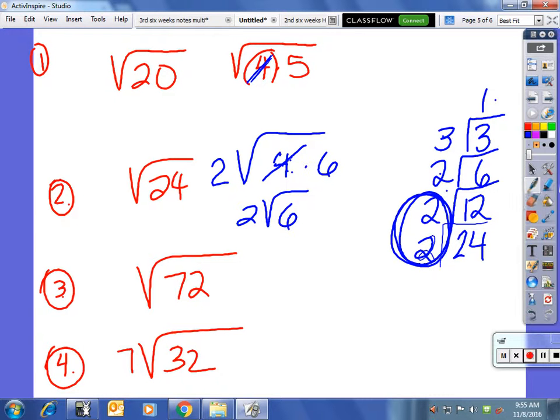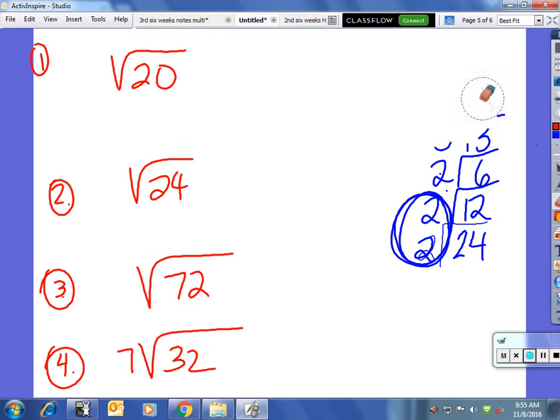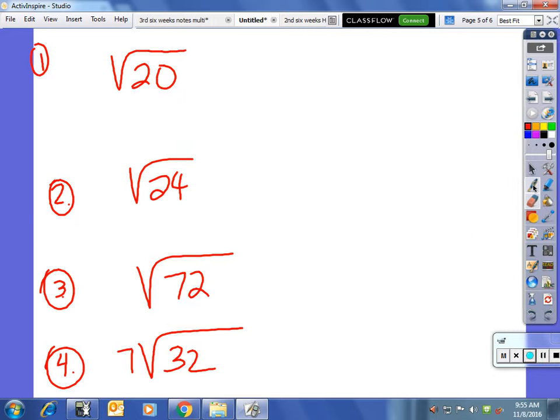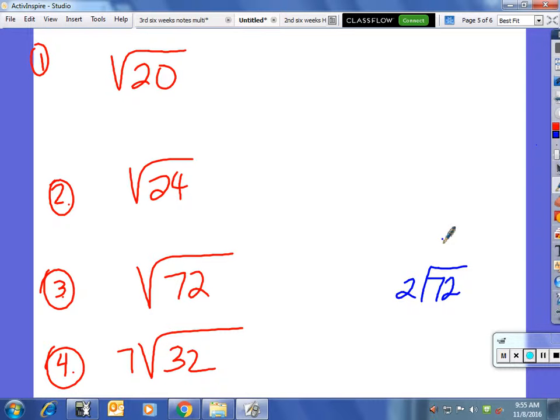Okay, now 72 is a little bit different because 72 has more than one perfect square hiding in there. What's the smallest prime I can divide 72 by? 2. 2 goes into 72 36 times. Now, if you really know what you're doing here, and you really understand that we're looking for the biggest perfect square we can find, you could really stop right here. Do you see why?